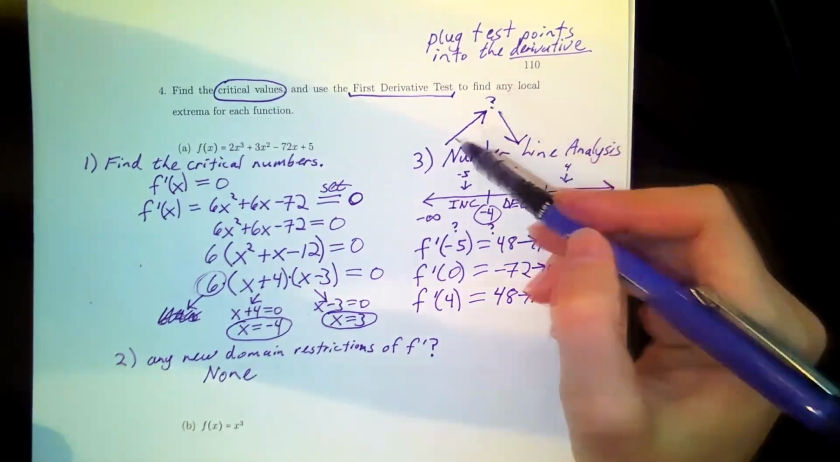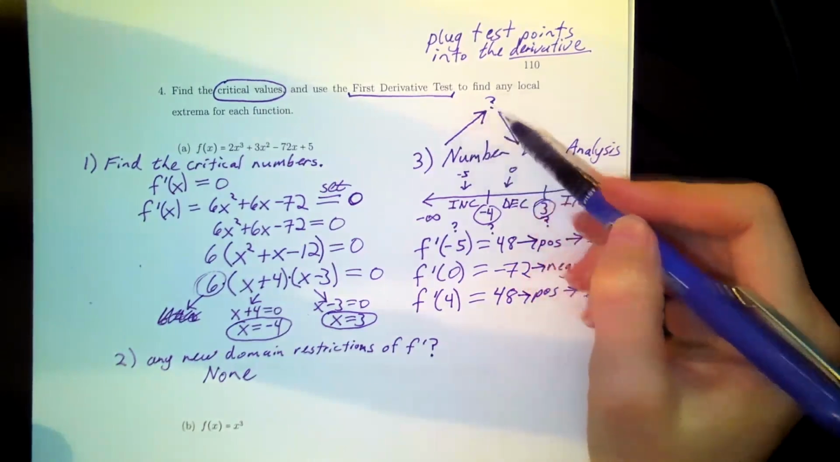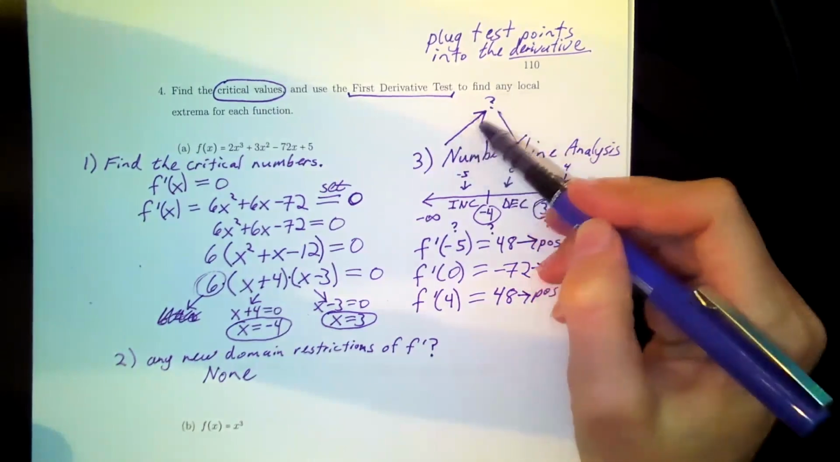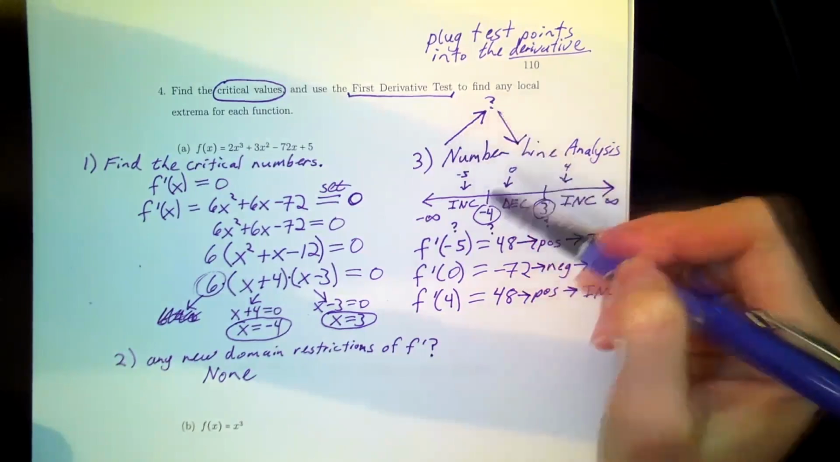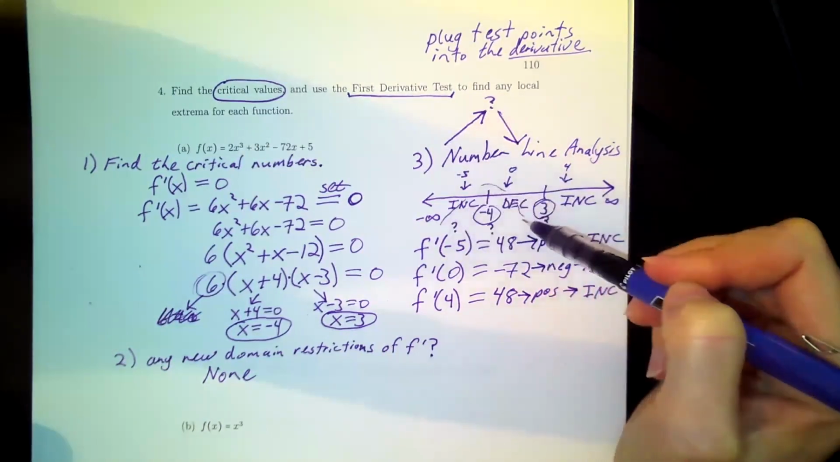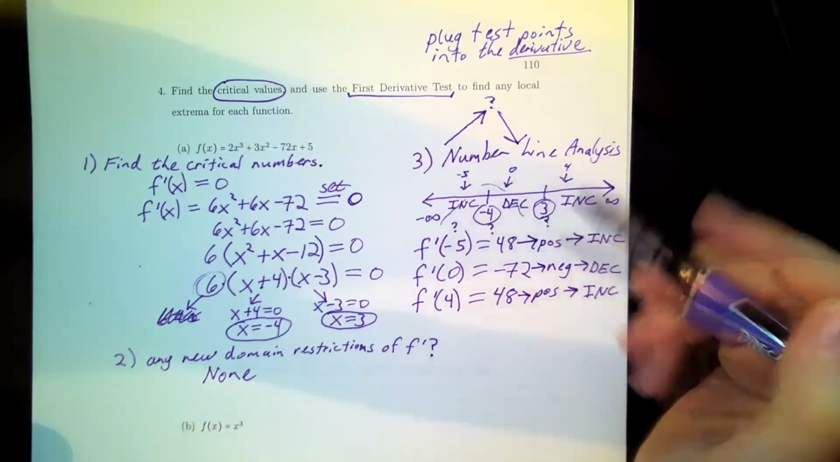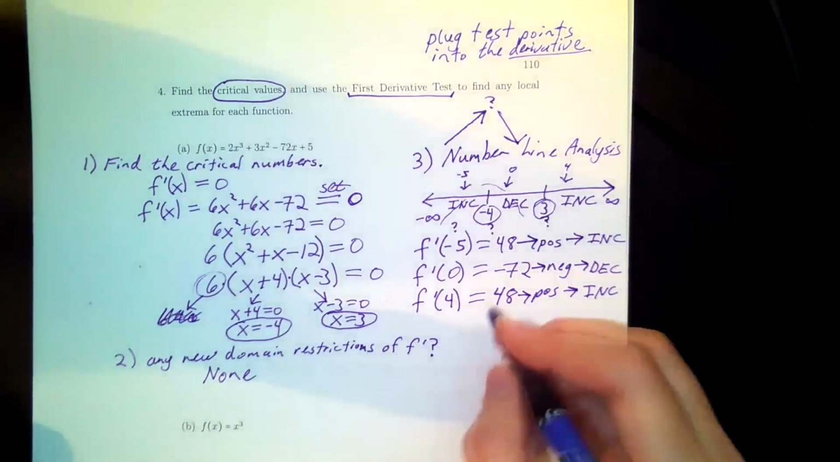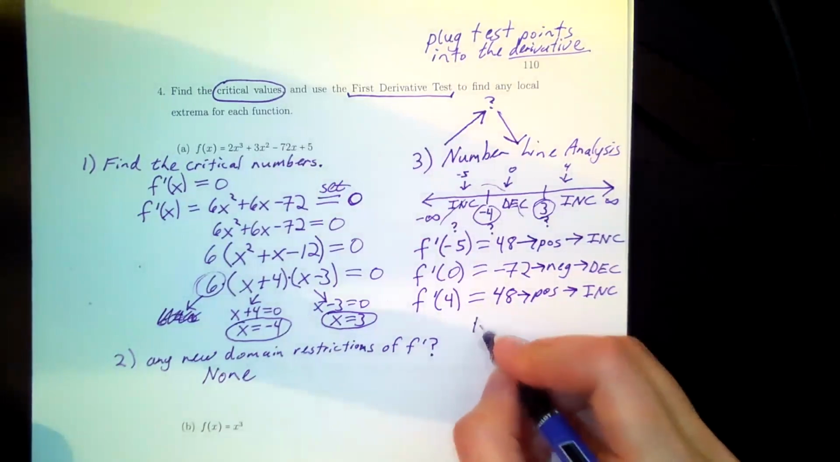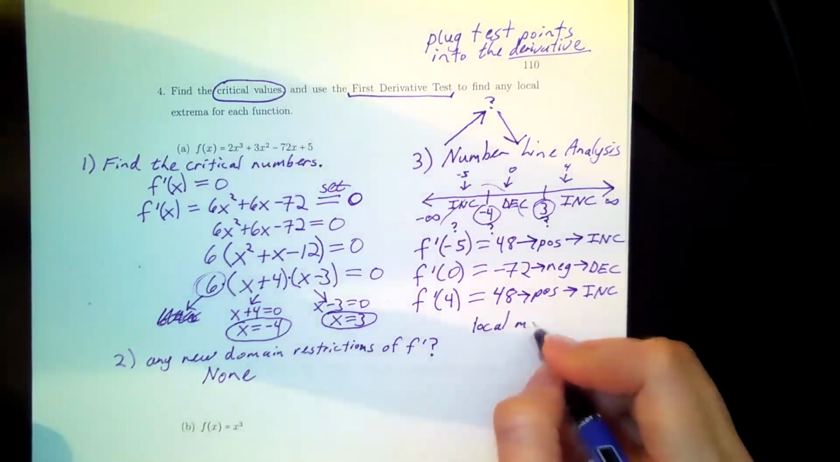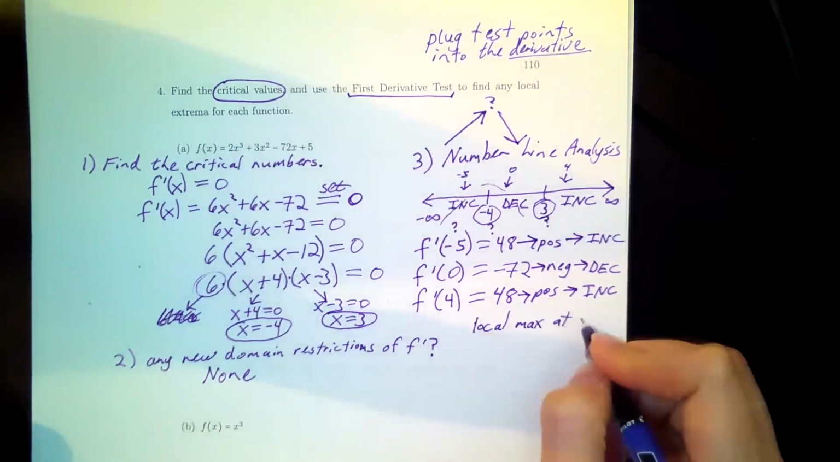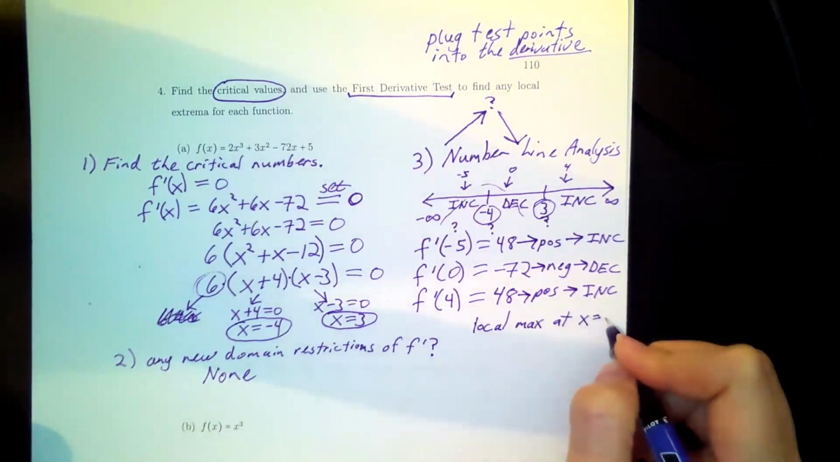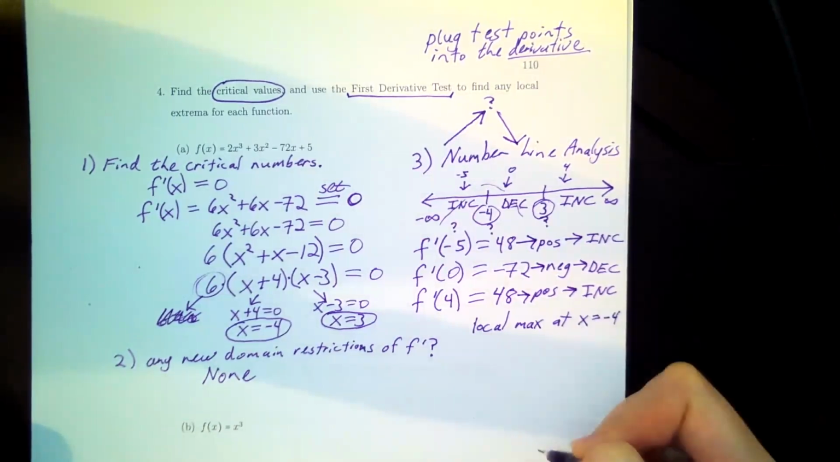It means that your function's got to turn around. And where's it going to turn around? At a local maximum. It's got to go up and then go down. So my -4 corresponds to a local max. So let's write that here. There is a local max at x equal -4.